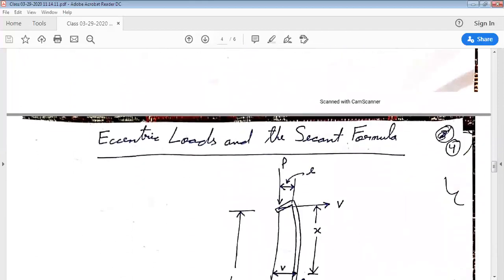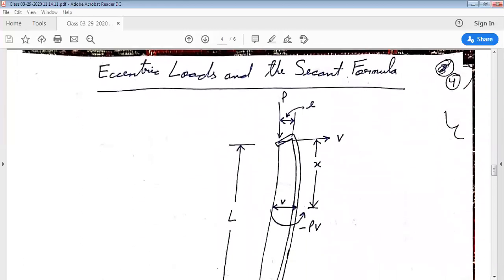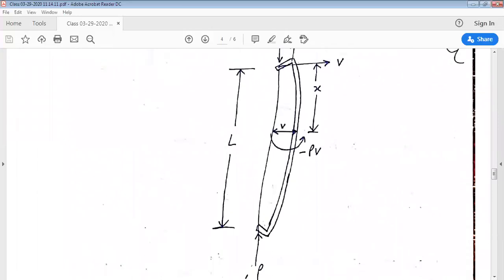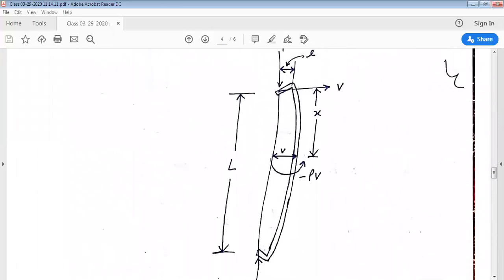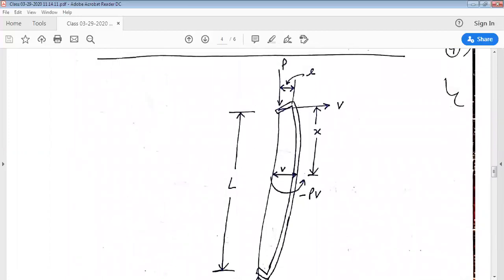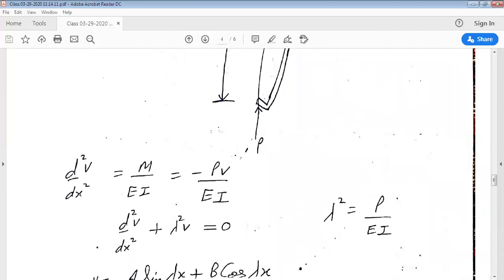Now let us look at eccentric loads and the secant formula. On our screen, we are seeing an eccentrically loaded column of length L, and here there is an eccentricity of small e between the load capital P and the axis of the column. So at distance x from top of this column, we can see that the bending moment again would be equal to minus PV, where V is the deflection of the beam at distance x from top of the column. Again, we will resort to a second order ordinary differential equation, which captures the deflection of this column.